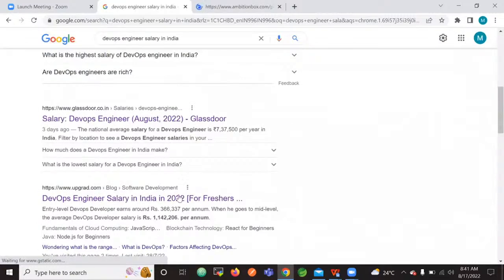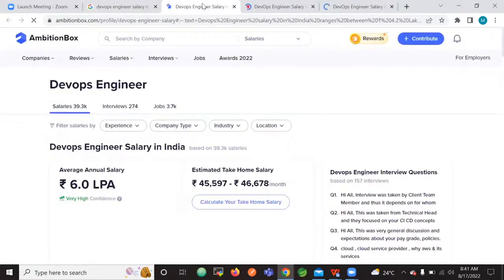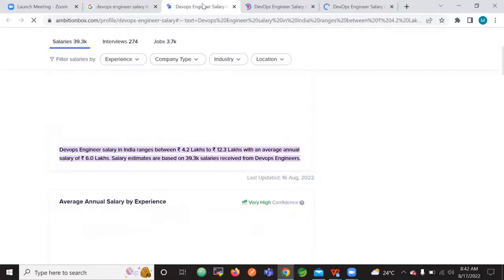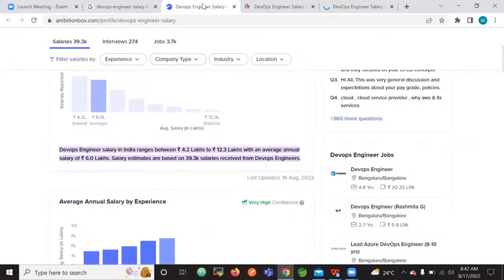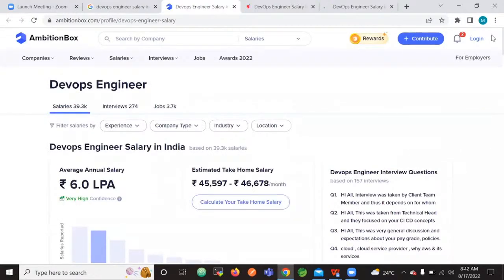Even Glassdoor and Upgrad you can open, and there are a lot of sites, Job Ted, all those things. But out of all these, I strongly believe in Ambition Box because accurate information is provided by these guys. Also in this site, they are giving the tools commonly expected by the companies. They are aggregating all the metrics and showing us in a simple way.